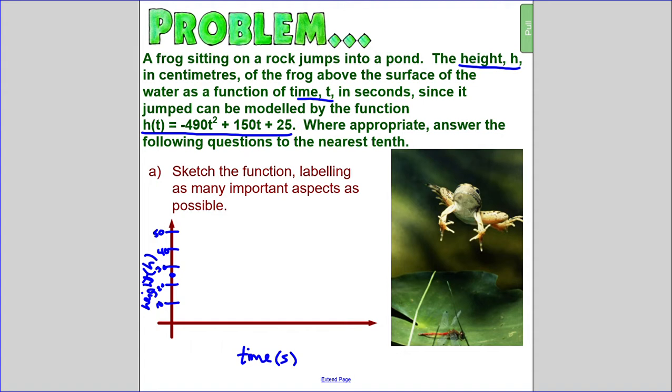At this point the frog jumps, and we need to figure out what that vertex is, or what that max height is. Luckily through graphing technology we can take a look, or you could even do minus b over 2a with a calculator and figure out how high it would go. Using the graphing technology, we would see that the vertex happens at 0.153 seconds and 36.48 centimeters. Just keep in mind the whole thing is measured in centimeters.